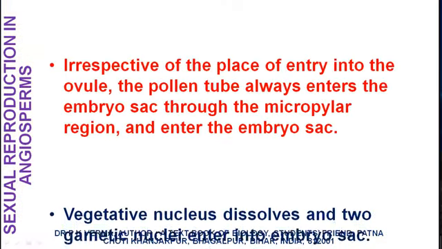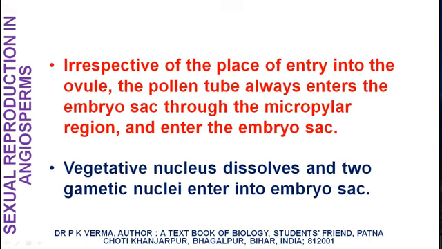Now, the pollen tube grows towards the micropyle directly or through the wall of the ovule and enters the embryo sac. Their membranes fuse together. Before this fusion, the vegetative nucleus dissolves, as now it has no role. The two gametic nuclei now enter the embryo sac.